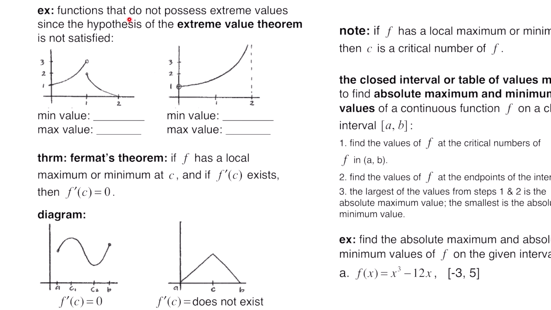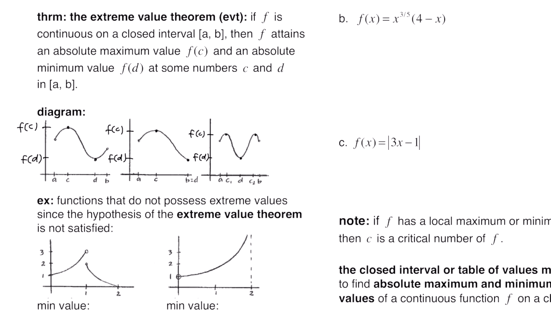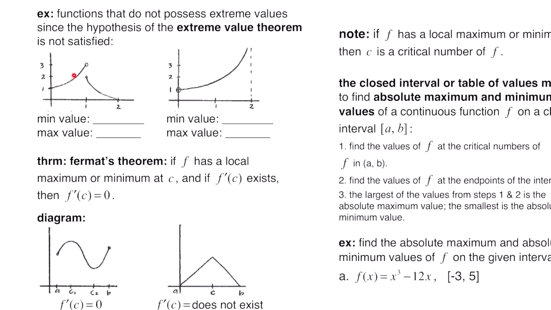This example says functions that do not possess extreme values, since the hypothesis of the extreme value theorem is not satisfied. Remember, for this theorem to work, if f is continuous on a closed interval, then it will attain an absolute max and an absolute min. So you can see that this graph is not continuous at 1, and because of that, it does have a minimum value, and that's going to be a height of 0. It occurs at 2. But this will not have a maximum value because there's a hole right here, and the graph does not attain that highest height. So because this graph is not continuous, the extreme value theorem hypothesis does not hold true, so therefore it does not attain both a max and a min value. So it has a min, but it does not have a max.